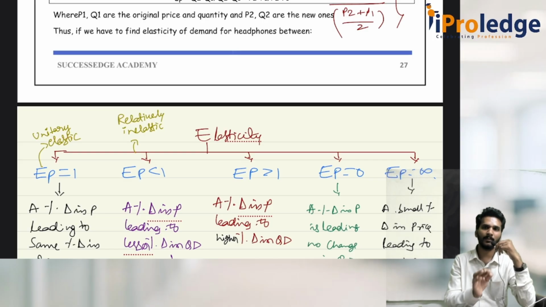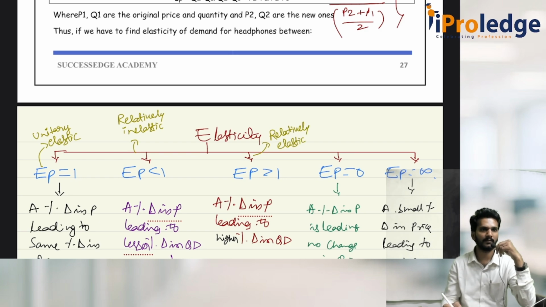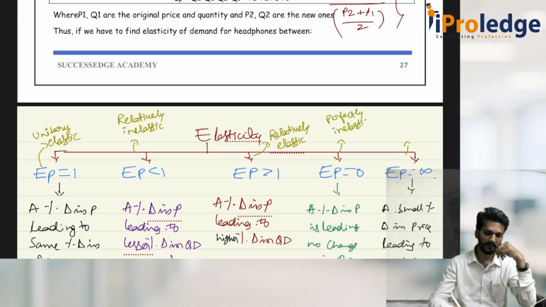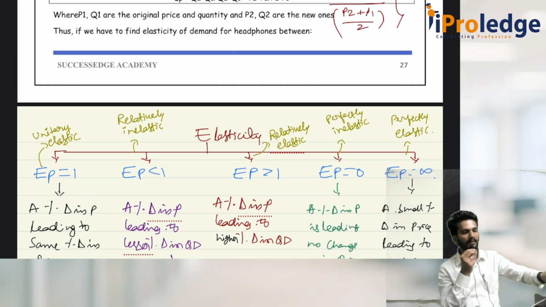Change is not happening fully, change is happening, but a little less, very less change. So this is relatively elastic. Then this one and this one, what do we call it? Perfectly elastic. Sorry, this is perfectly inelastic. That means irrespective of anything, it is not changing at all. That's why it is 0. And this is perfectly elastic. These are the interpretations of the numerical values in this part.